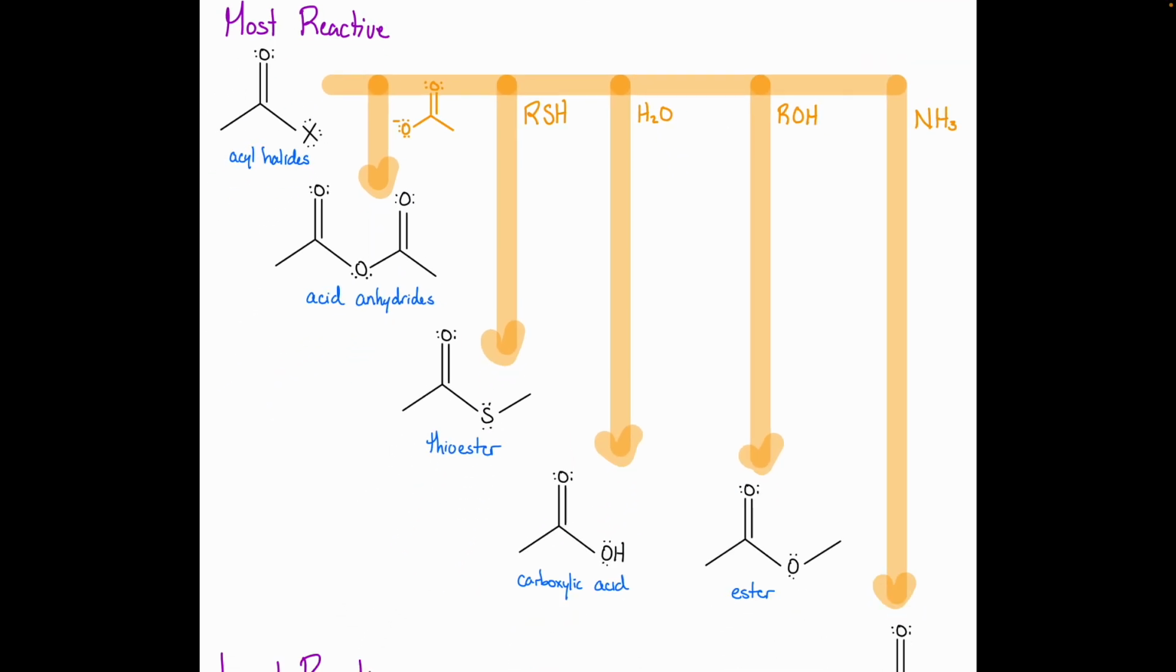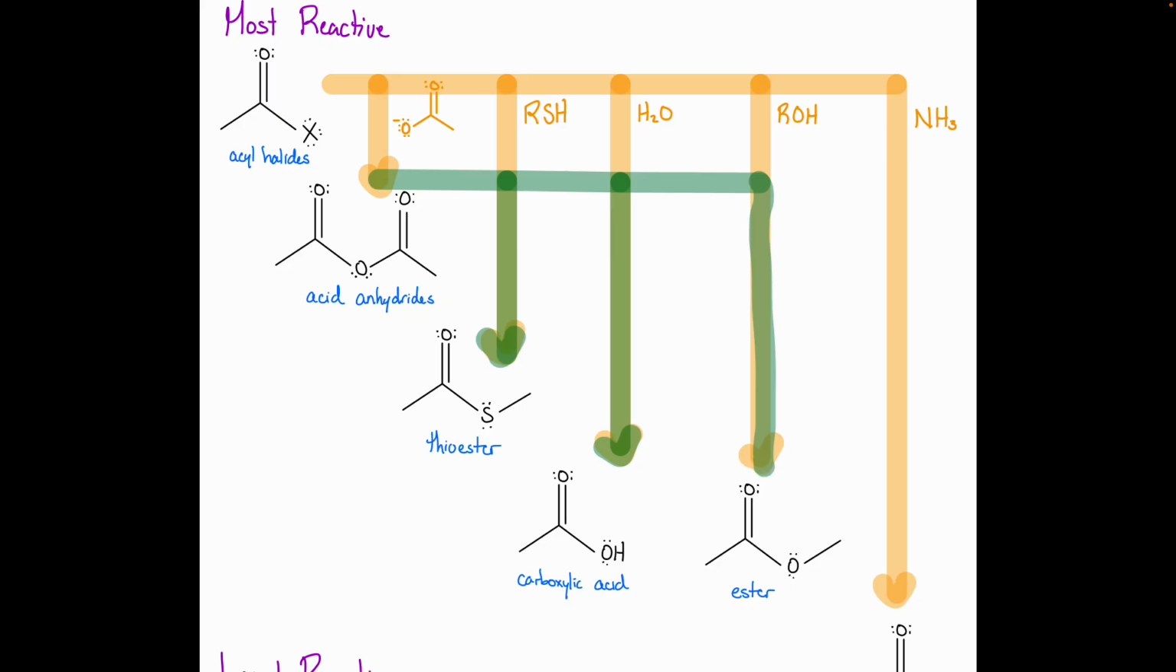All right, but we can go from that more reactive acyl halide to these less reactive carboxylic acid derivatives by simply adding in whatever that leaving group or whatever that new functional group is that we're trying to create. And we can do this for all of them. So for example, how would I go from an acid anhydride to one of those less reactive functional groups like a thioester, a carboxylic acid, a regular ester, or an amide?